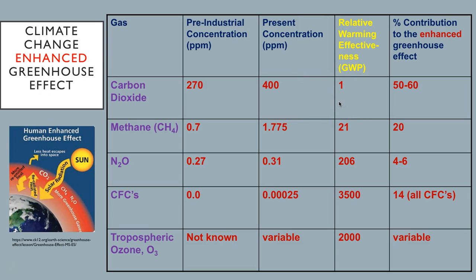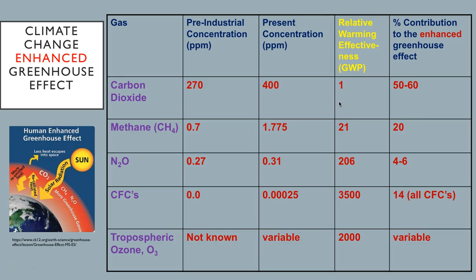From this table, you can see that methane, nitrous oxide, CFCs, and ozone all have higher global warming potentials than carbon dioxide. However, because fossil fuel combustion releases so much carbon dioxide into the atmosphere, it contributes the most to the enhanced greenhouse effect out of all the greenhouse gases.